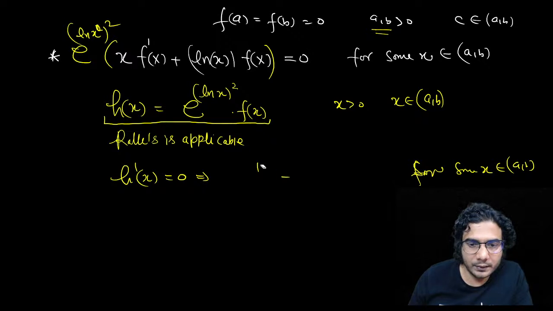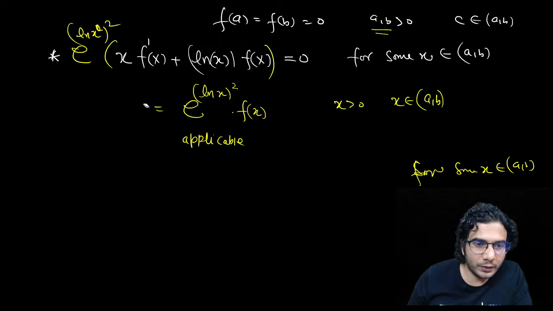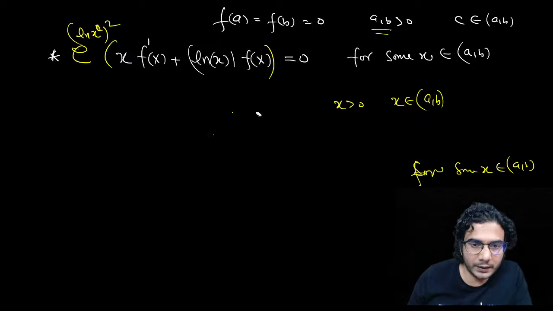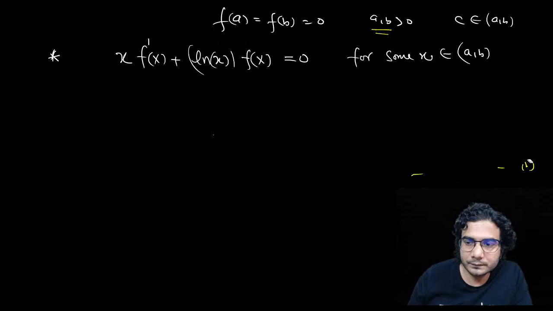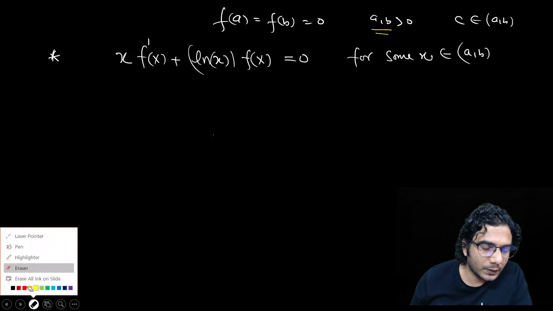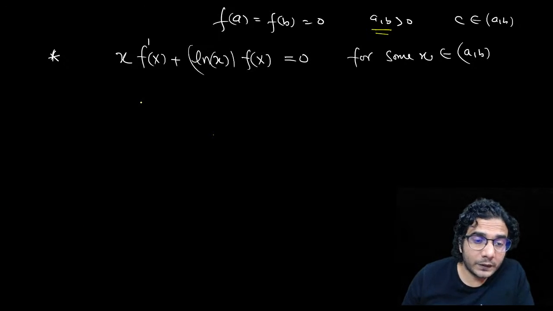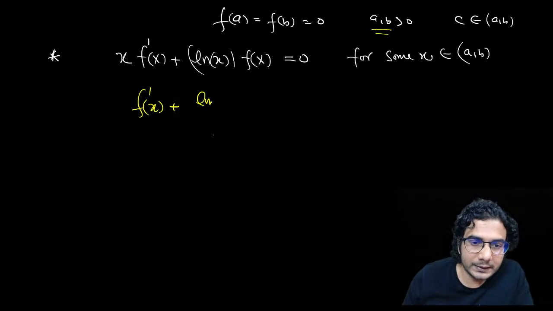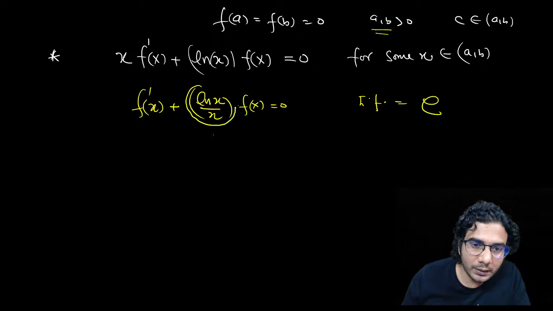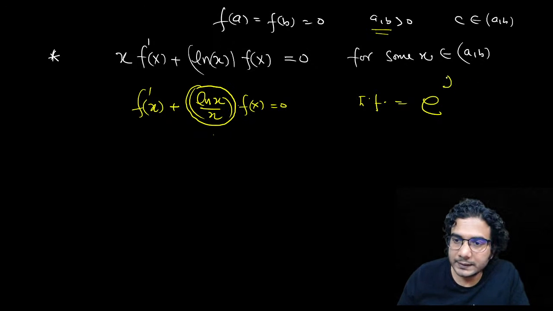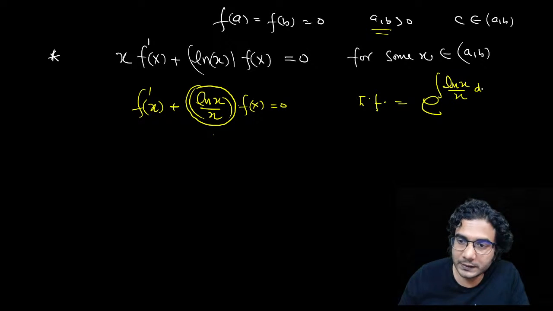See, let's differentiate it. I'll solve it completely, since you have some confusion. This was given, there's no 2. First of all, I'll write it like this: f dash plus ln x divided by x into fx is equal to 0. Then I'll find the integrating factor. To find it, I'll write e raised to the integration of the coefficient of fx, which is ln x divided by x, dx.